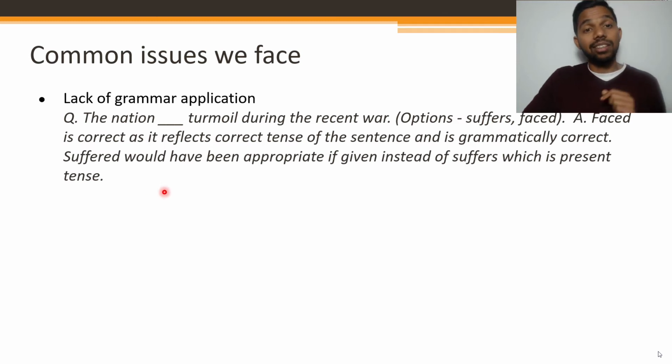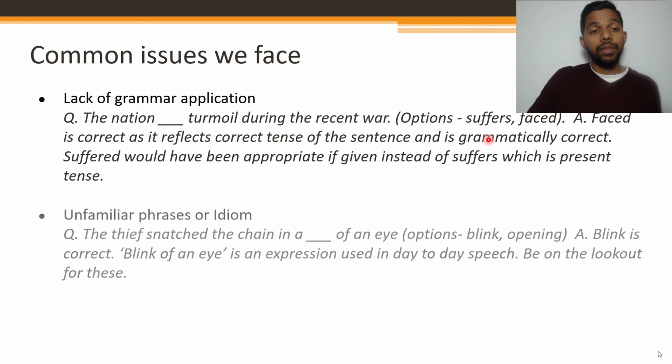So in cases like this, if you're able to identify the answer based on grammar, that would be good. I don't recommend studying grammar rules. I'll get into how you should be thinking about this in the upcoming slides.